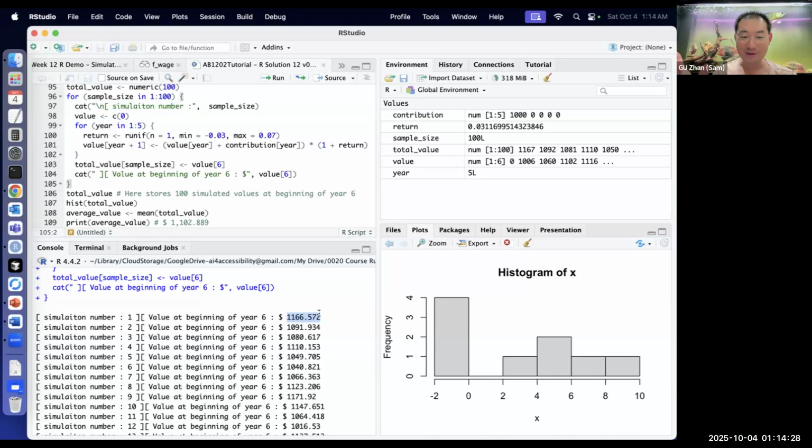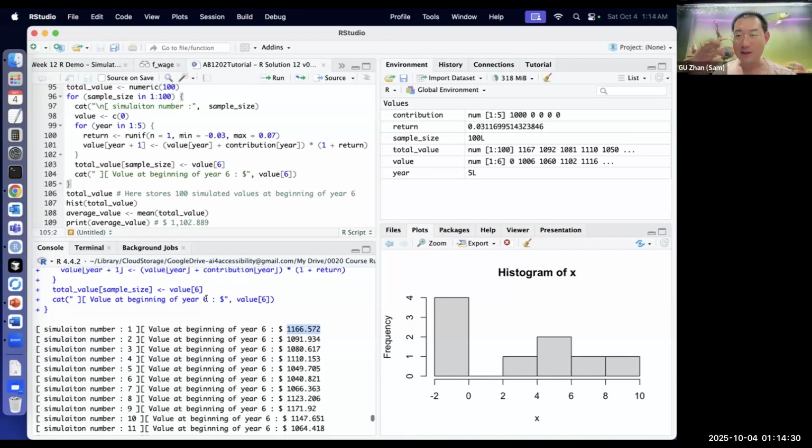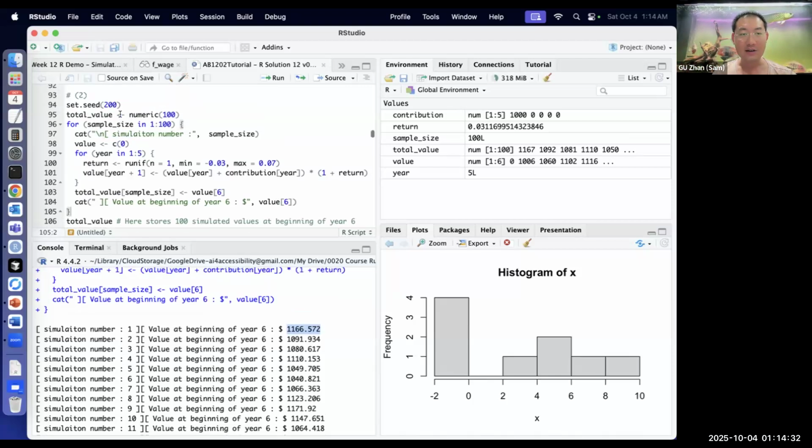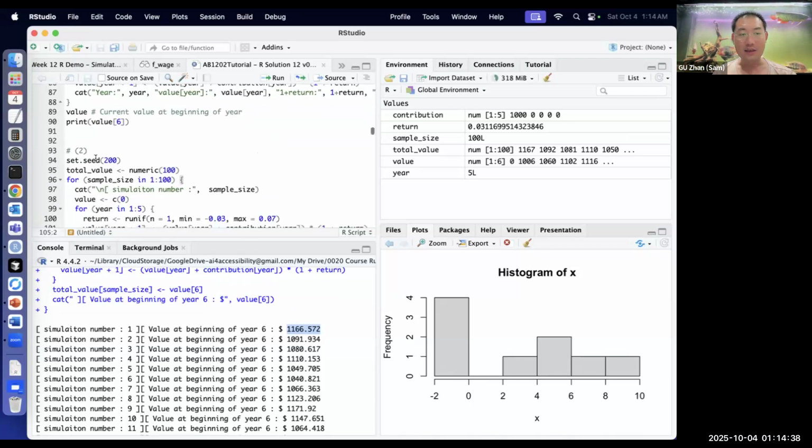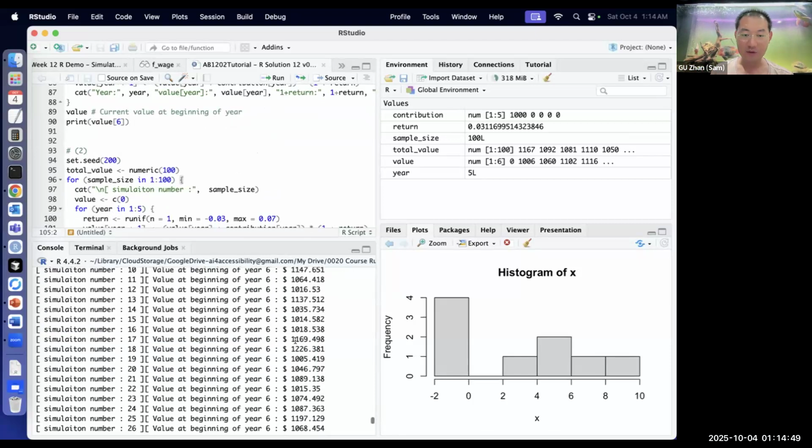11667.572, right? That's actually the one that we get when we're running question 2.1 using seed number 200. So it should be the same as the answer to question 2.1. Okay, then we repeat. Continue to do that.